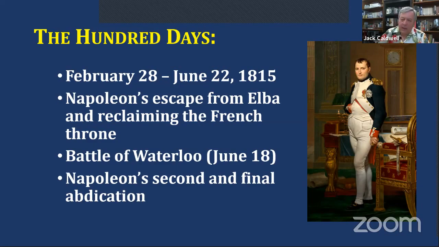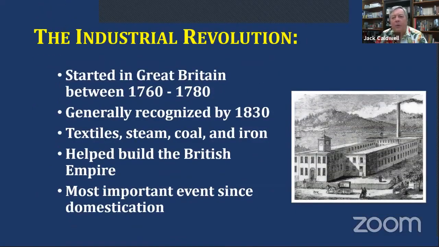The second great event that happened during this time period is the Industrial Revolution. Now, generally, it's assumed that this began around 1760, 1780. It definitely began in Great Britain. And people didn't realize it was going on until about 1830, but it was going on.